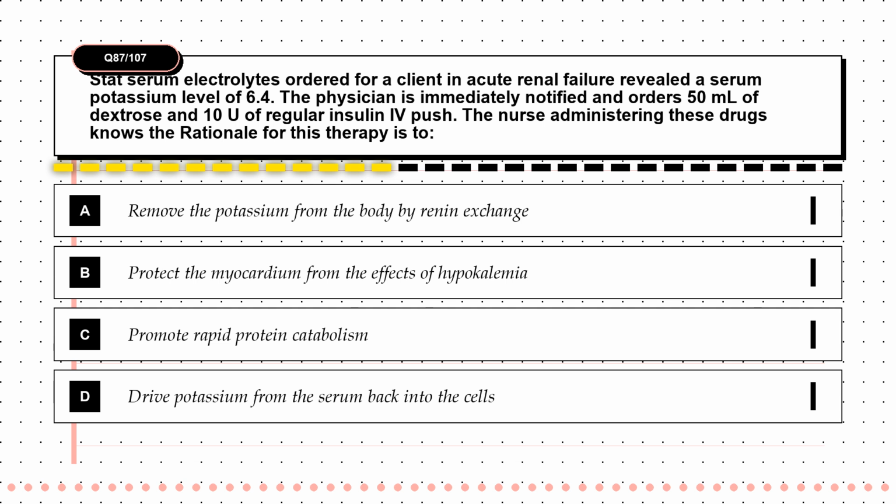Here are the options. Option A, remove the potassium from the body by resin exchange. Option B, protect the myocardium from the effects of hypokalemia. Option C, promote rapid protein catabolism. Option D, drive potassium from the serum back into the cells.